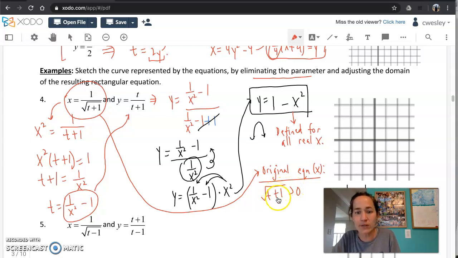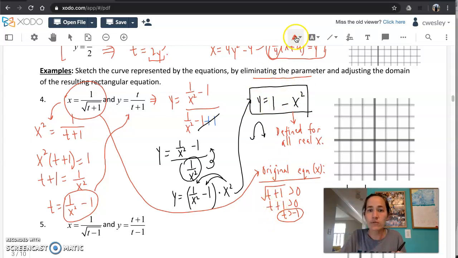We can't divide by it. We need it to be greater than. Solving this inequality, the inside has to be greater than 0, and we're only graphing it. The original is only defined for t values greater than -1. What does that do to your equation in terms of y and x?